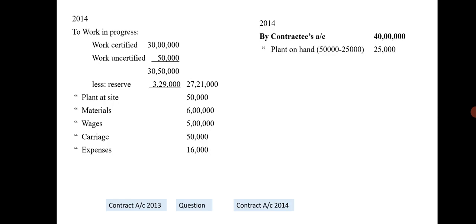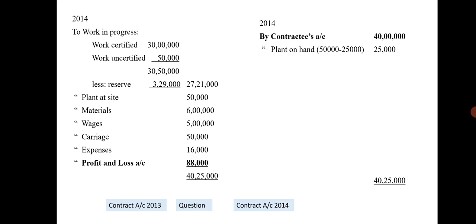So by 2014, I have transferred the contract price, and last year's depreciation value is also deducted, plant on hand 25,000. Now, since the account is going to be closed, nothing needs to be transferred to reserve. So we can directly calculate the profit value 88,000. So by this, we have got the 2014 value.